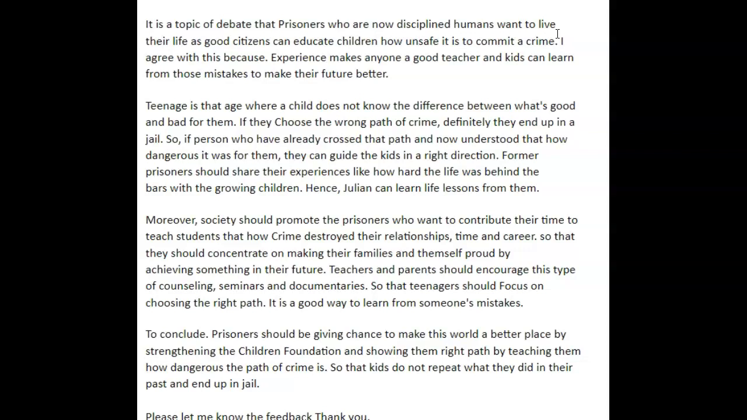So, let's see. It is a topic, no, how about this? It is widely believed that ex-prisoners can educate children about how unsafe it is to commit a crime. However, others express doubts about this. I agree with the former because, and then this should have been one sentence, experience makes anyone a good teacher, and children, avoid the word kids here, can learn from those mistakes and make their future better. All right, so we corrected the grammar.